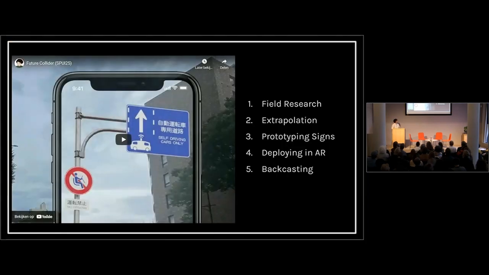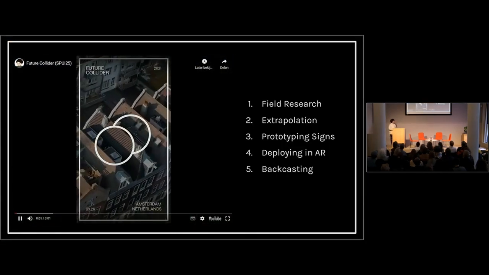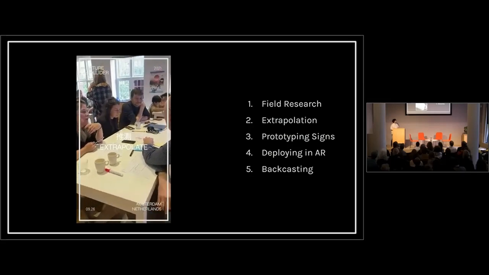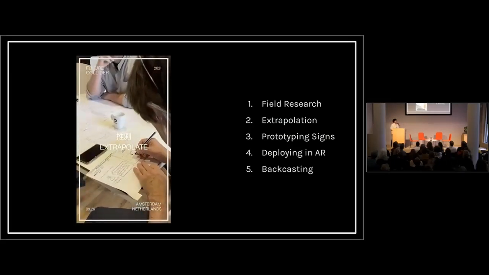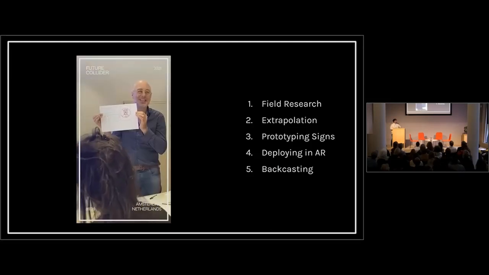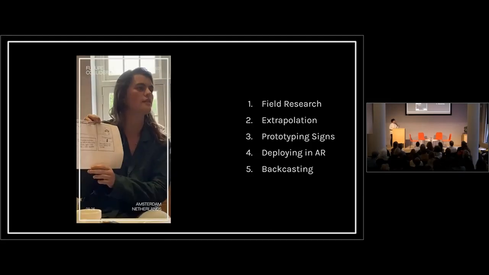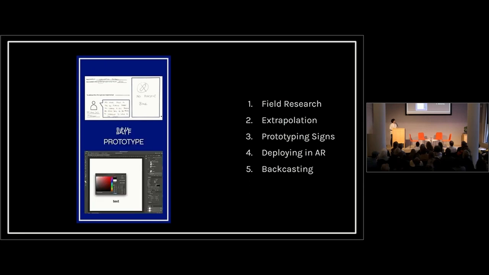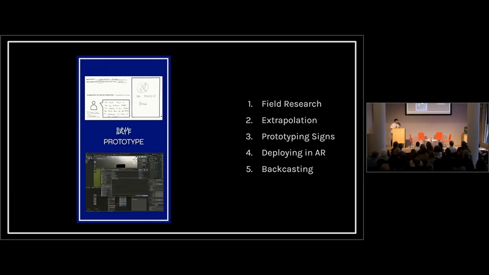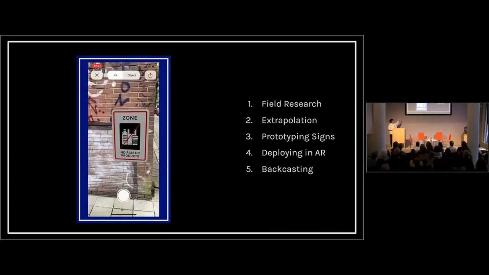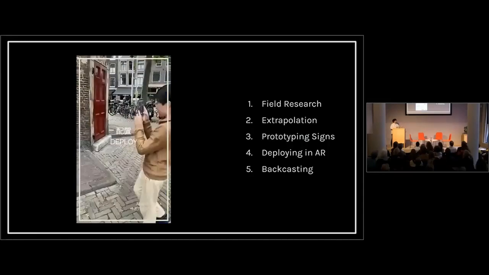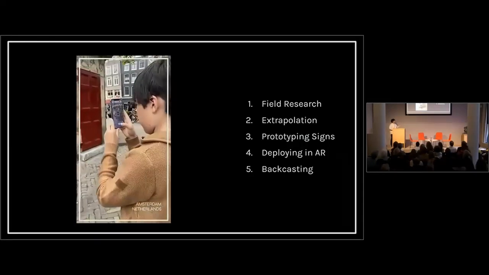So just quickly going through how this whole process of the future collider works: we have a process of field research first, scanning the existing signs, and then extrapolating on what could be or what the non-existence of that could be, and then sharing ideas together around what could be, and then coming up with ideas. And then in the end, I have to prototype that sign in front of everybody and try to make it within a short time. And then people go outside to actually deploy them and share the story of what that sign is and how that sign was created. So that's how this whole process works.